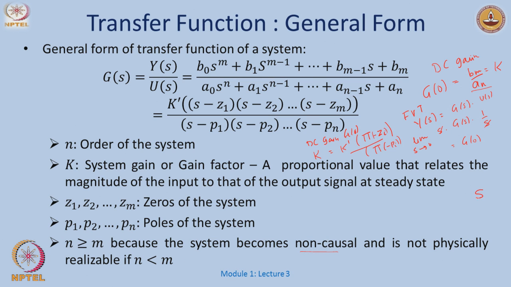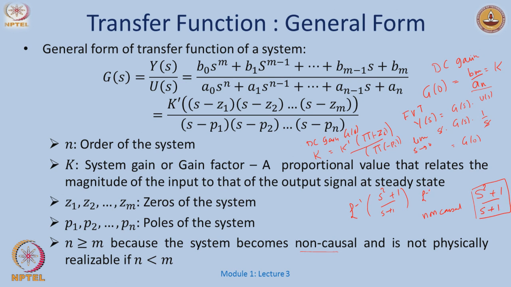For example, if I have a system (s^2 + 1)/(s + 1), this is a non-causal system, and it is not physically realizable by any known components. You could also look at it this way: if I try to compute the inverse Laplace transform of (s^2 + 1)/(s + 1), it will not exist.